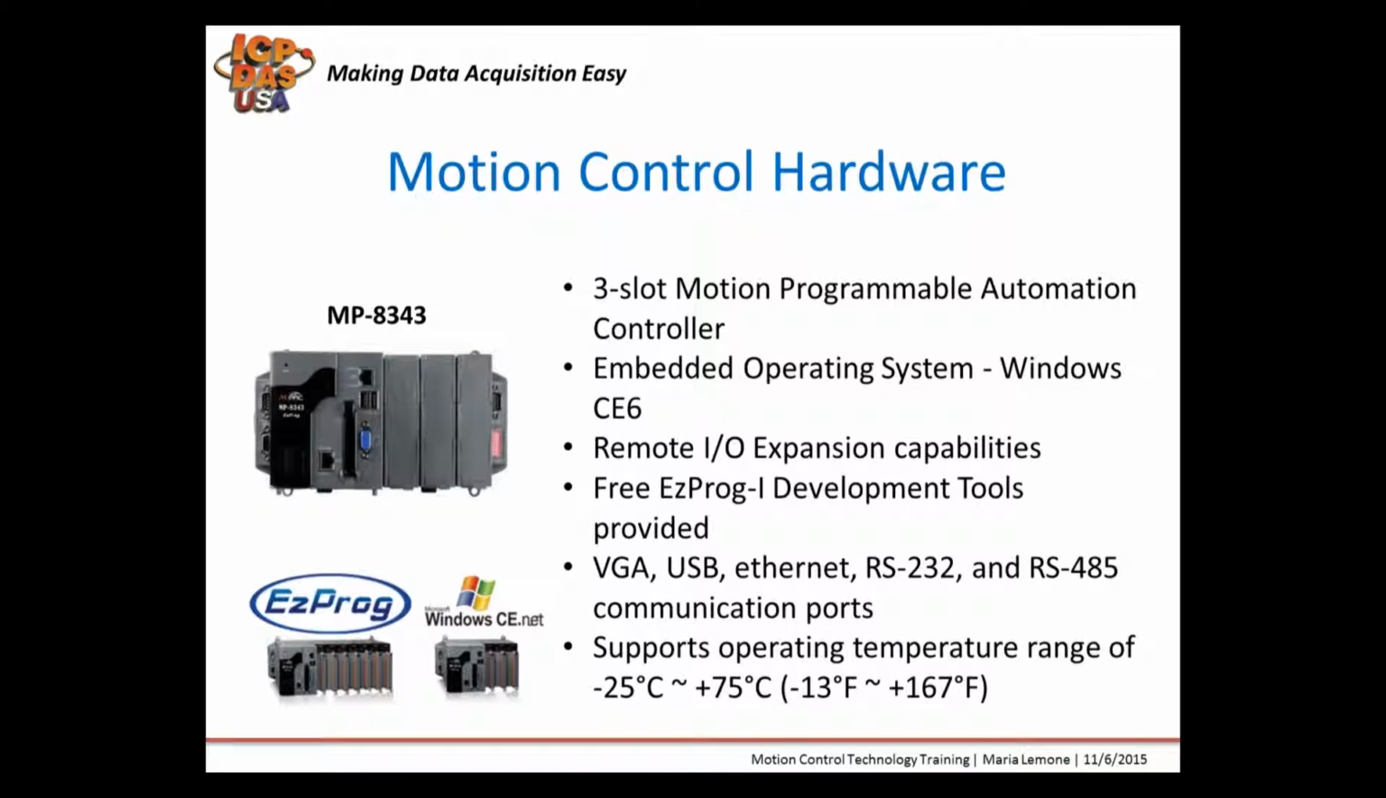The MP8343 is a motion programmable automation controller, combining the functionality and openness of a PC with the reliability and simplicity of a PLC. The MP8343 is designed for time-critical and deterministic operations. It's being used in factory automation, building automation, machine automation, laboratory, chemical, and environmental monitoring.